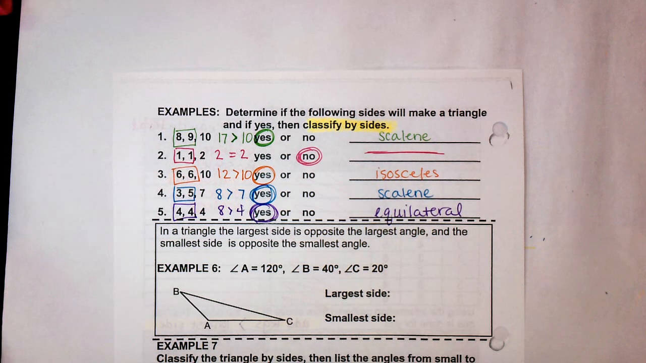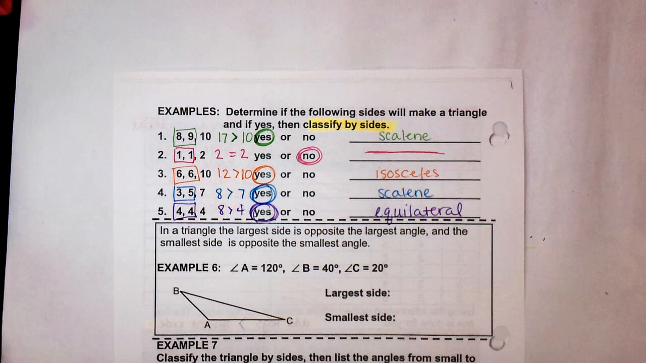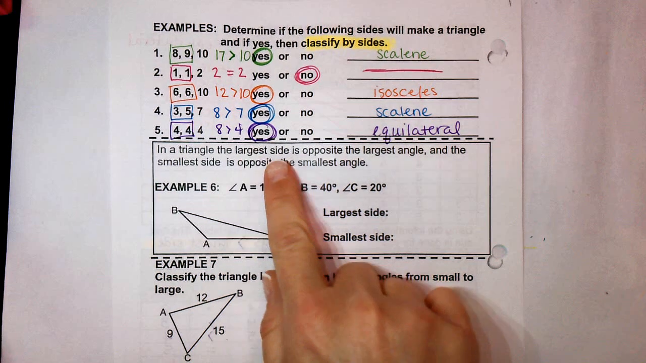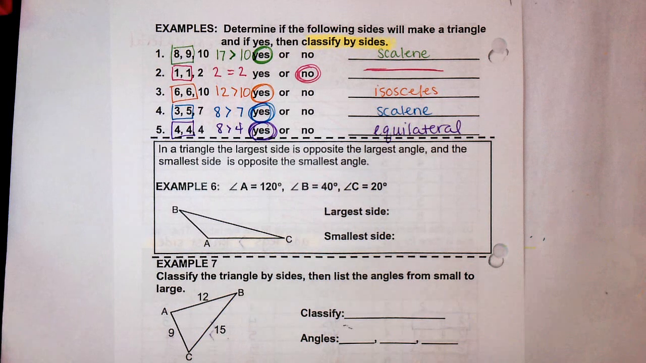Okay, one more concept. It's not hard, but if I don't show you how to do it, then you're going to miss like 3 problems because there's 3 parts to it. All right, in a triangle, the largest side is opposite of the largest angle. So it's saying that there's a pattern. Largest angle is across from the largest side, and smallest angle, smallest side.